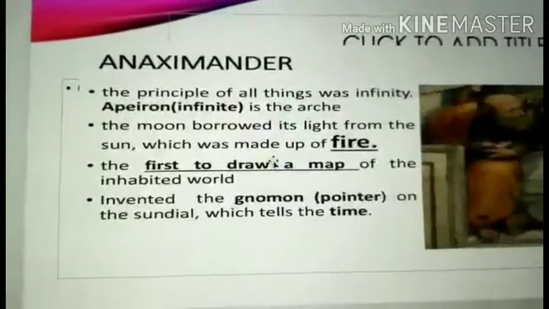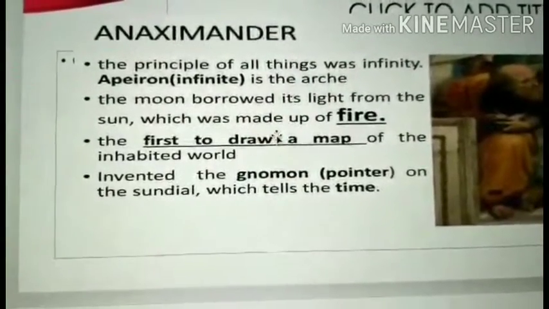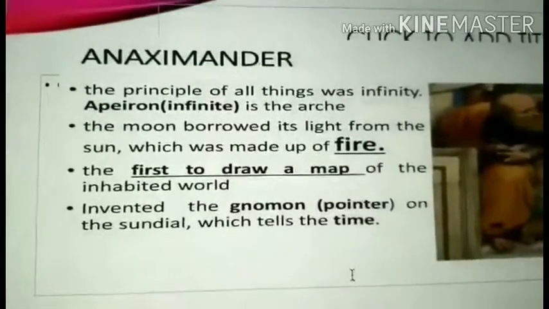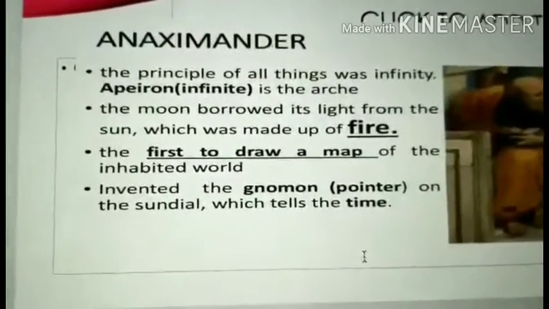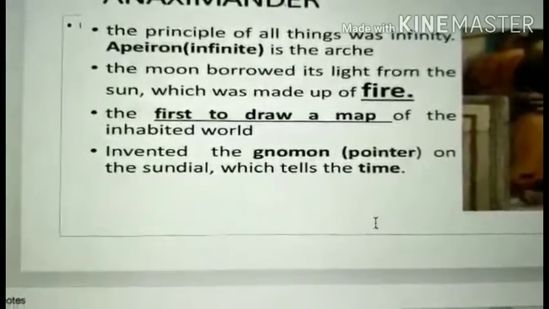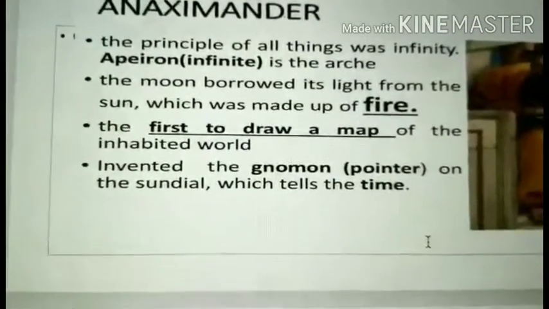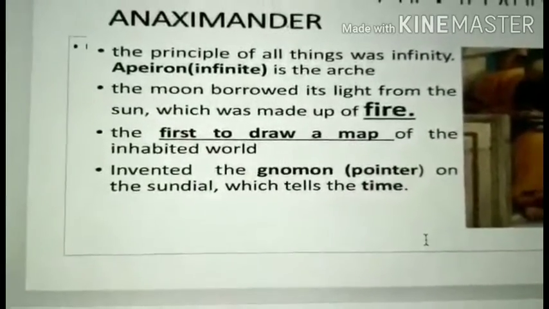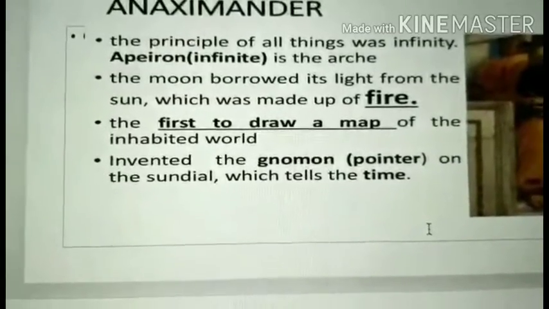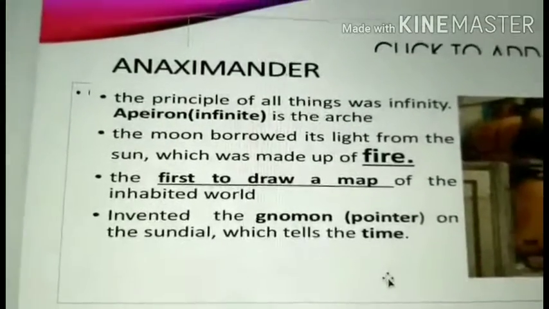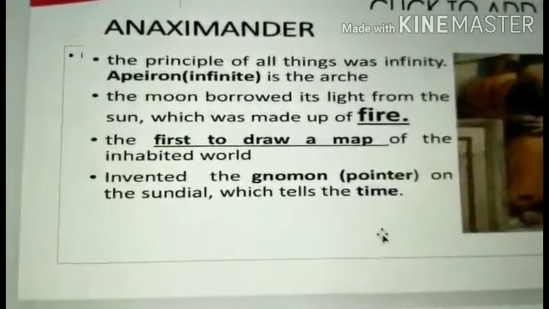Next to Thales, we have Anaximander. According to Anaximander, the principle of all things was infinity. We have here the apeiron, or infinite, which means there are no boundaries, that the composition of matter comes from something unlimited. Aside from that, Anaximander also invented the gnomon, the pointer on the sundial which tells the time, and first drew a map of the inhabited world. That's why Anaximander was called the father of astronomy, because he also thought of mathematical equations and used different proportions to map the heavens. They say that Anaximander is a pupil of Thales.